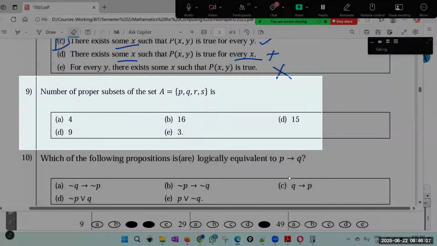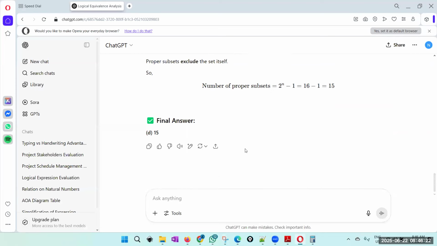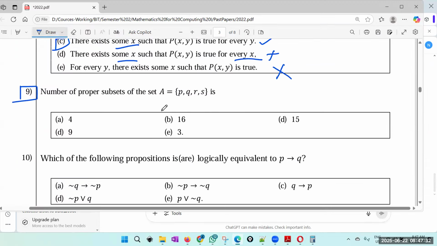Because you need to subtract that one. Yeah, 15. So answer must be 15. Maybe the examiner is a little bit generous. 10.